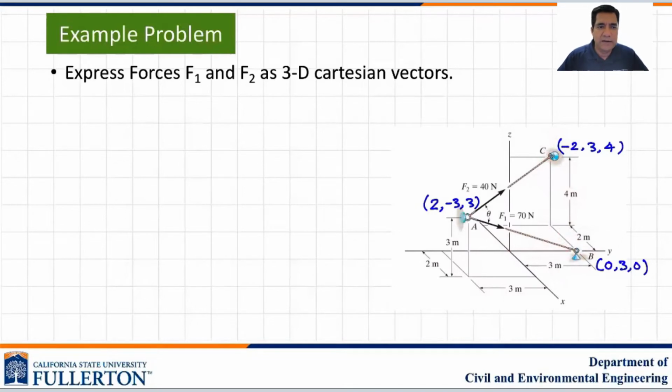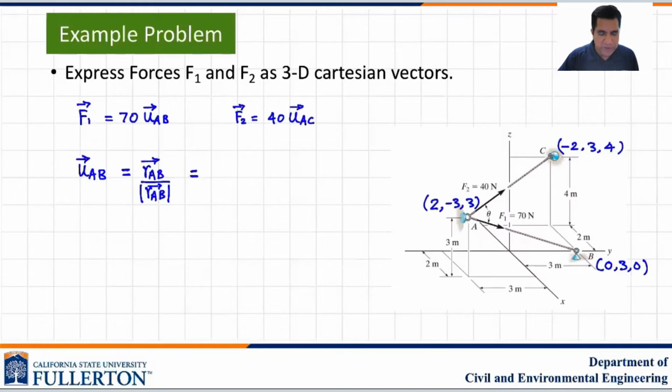Once we have the coordinates, we should be able to express our unit vectors. To get the forces, F1 is going to be 70, the strength, times UAB, and F2 is going to be 40 times the direction UAC. So this is how the vectors are going to be defined. All we need is UAB and UAC, the two direction vectors. UAB is simply the position vector from A to B, the direction where the force is pointing, divided by its magnitude.